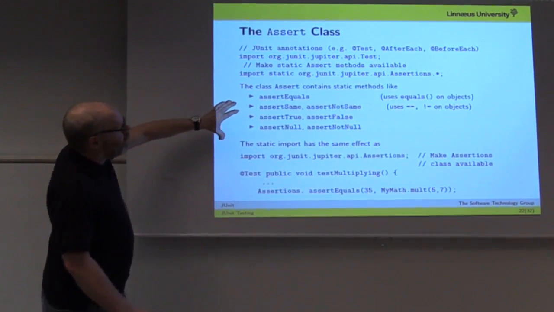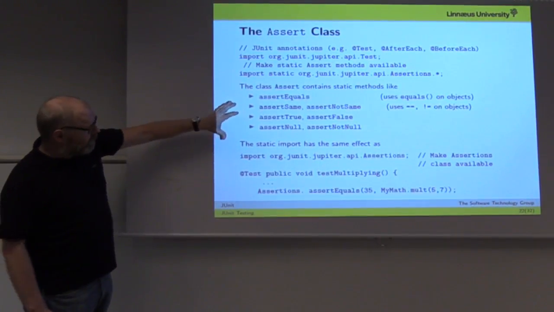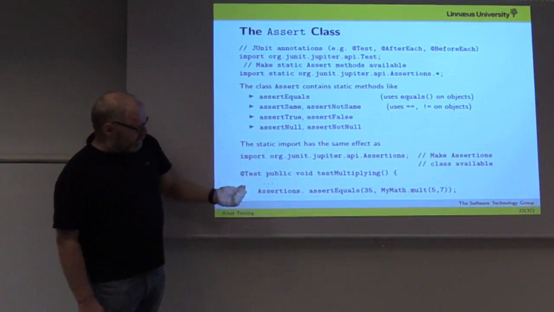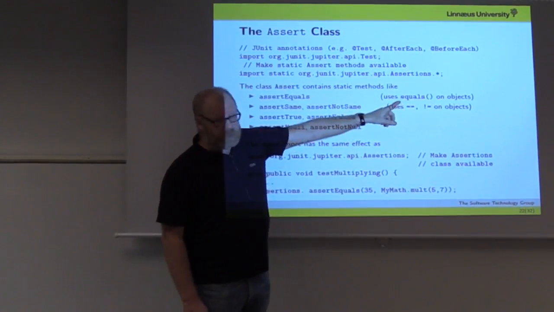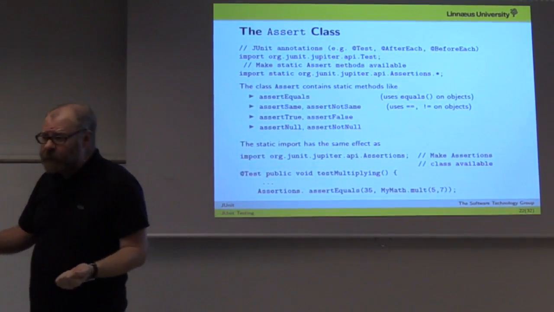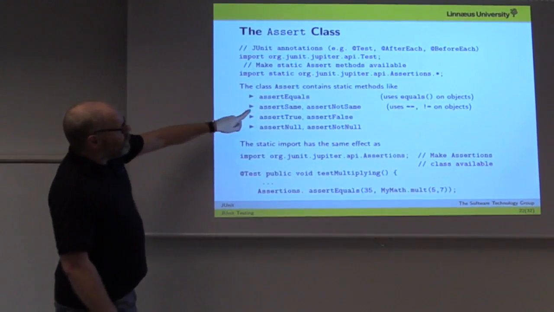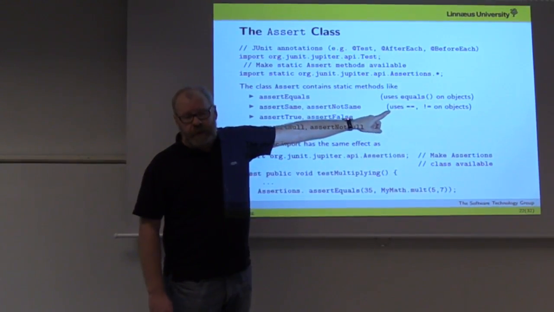There are a number of assert methods. This is just a few of them, and they are easy to understand. Assert equals with two input parameters will apply equals on these things to make sure they are equal. If you send in two objects, it will apply equals to them to see that they are equal. Assert same is comparing them in this way.